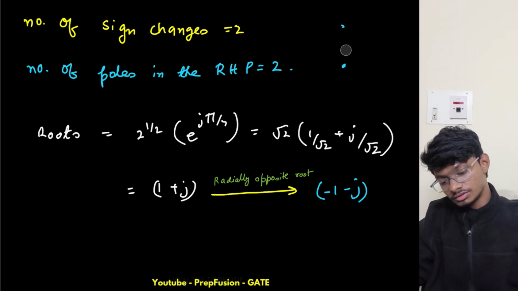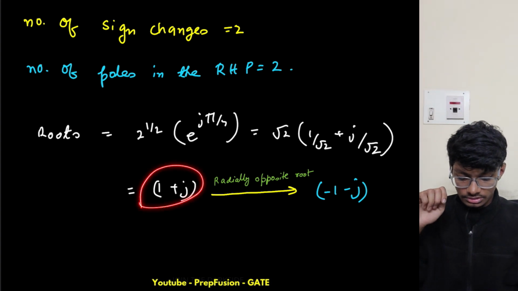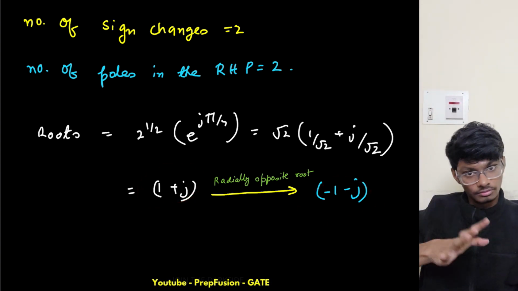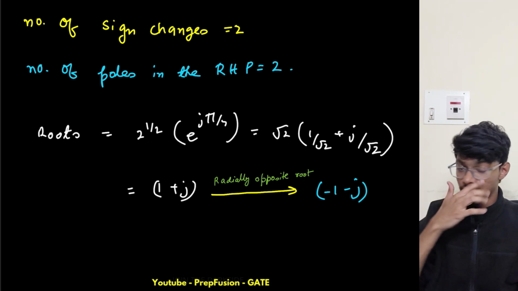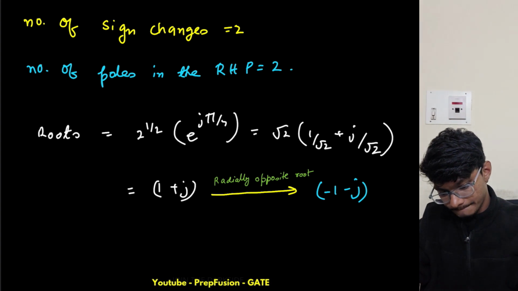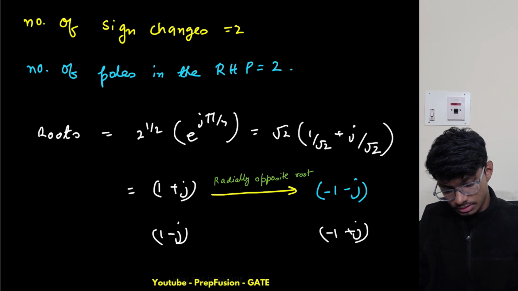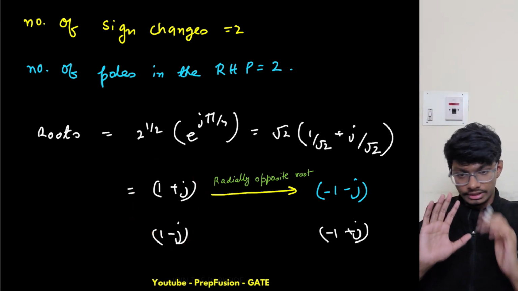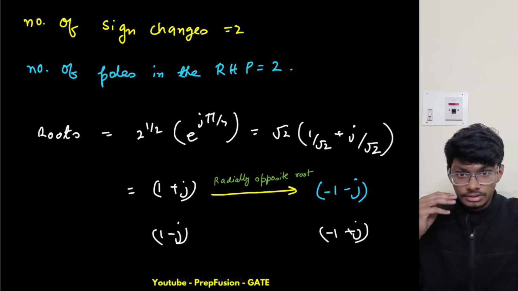But what do we know? If we have complex poles, then we know we got 4 poles, right? Because this will have a conjugate and this will also have a conjugate. Why? Because my polynomial coefficients are real. That's why I will get a conjugate. So this will be 1 minus j, and this will be minus 1 plus j. From here we can see I have 2 poles on the right hand plane.